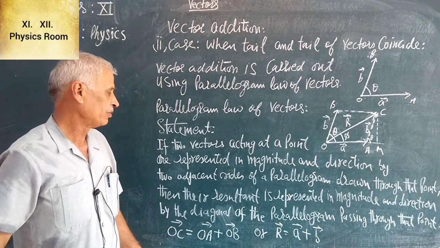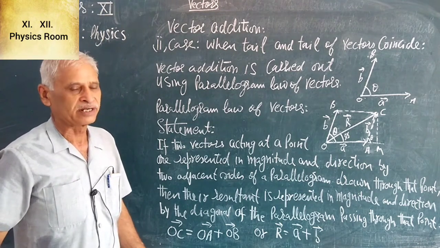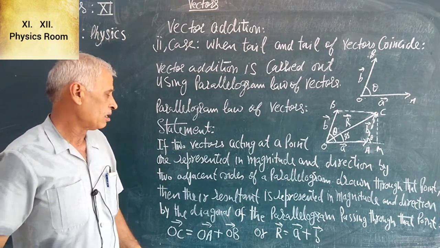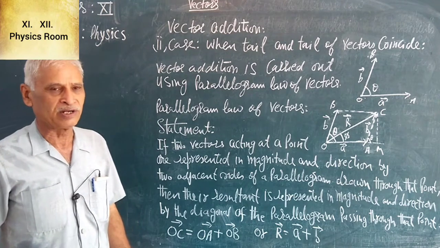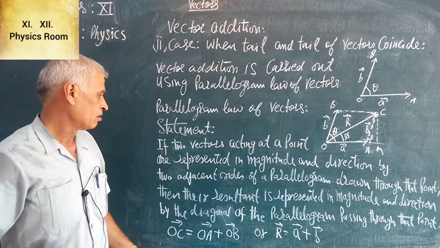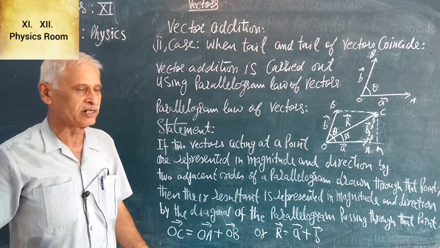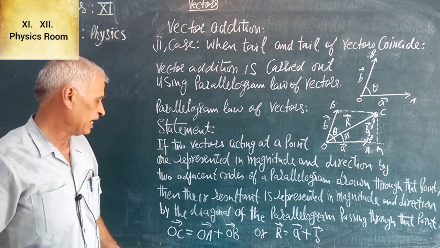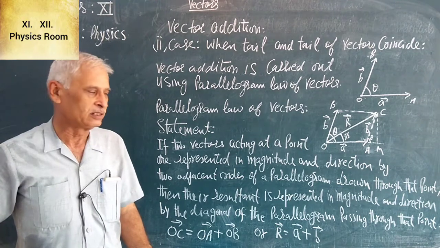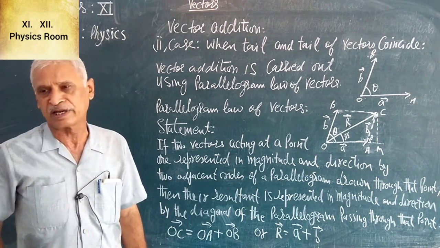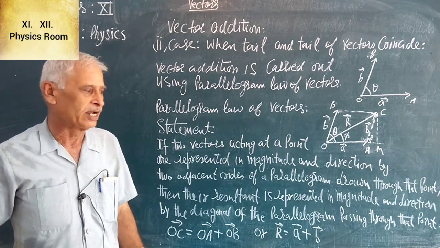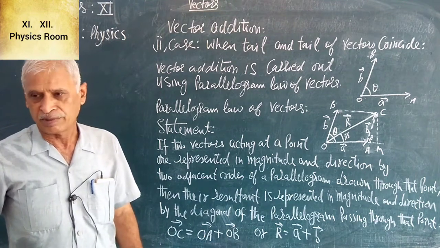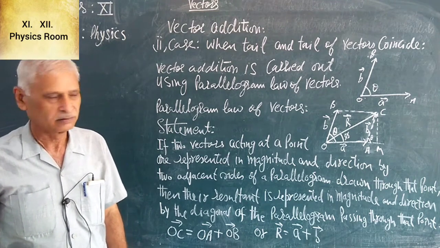I repeat, if two vectors acting at a point are represented in magnitude and direction by two adjacent sides of a parallelogram drawn through that point, then the resultant is represented in magnitude and direction by the diagonal of the parallelogram passing through that point.